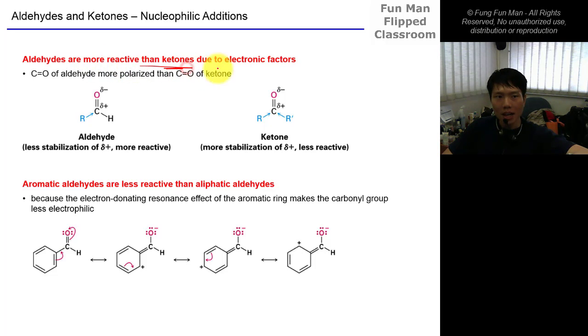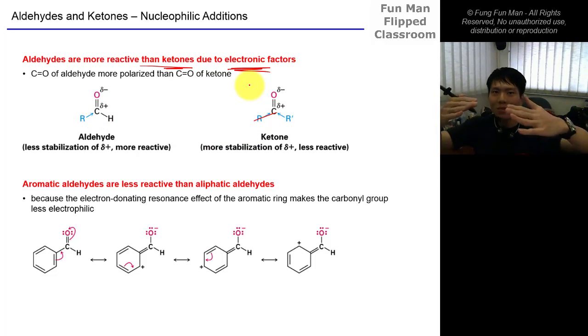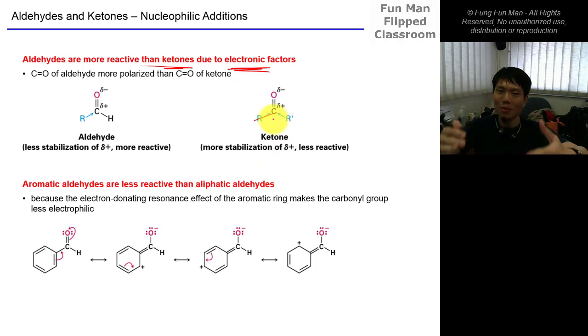Now, aldehydes are more reactive than ketones in general because of electronic factors. R groups, we know that they are electron releasing, so they will donate electrons to the carbon that's electrophilic. But for a ketone, we have both sides giving off electron density towards the carbon, so this carbon doesn't feel so poor in electrons, unlike the one in an aldehyde.